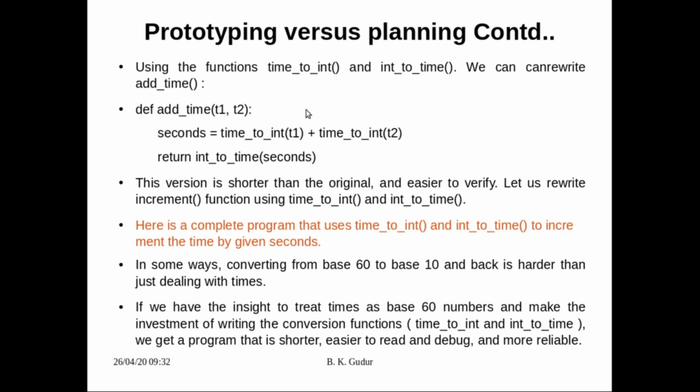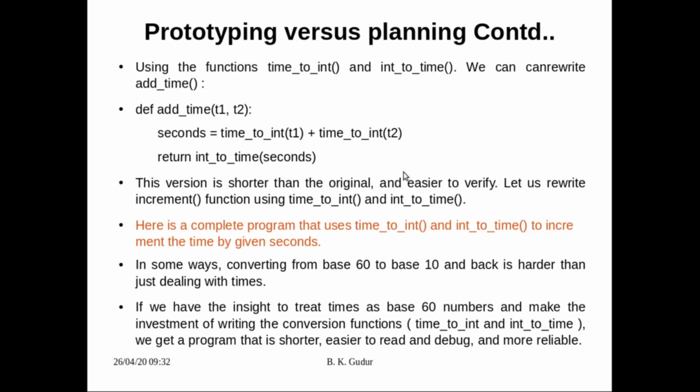Both the seconds will be added and stored in this object called seconds, and later we use a function called int to time, which takes the seconds as argument and returns the time object. That time object will be returned from this function. This version is shorter than the original and easier to verify.